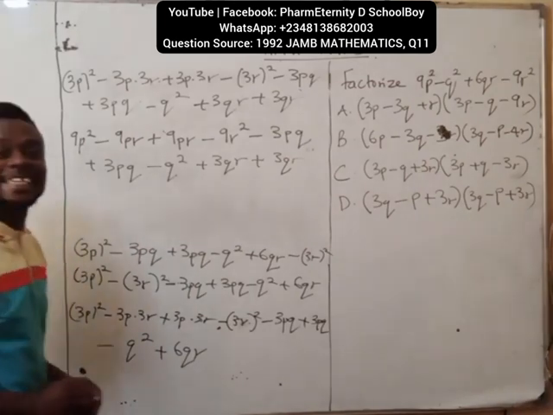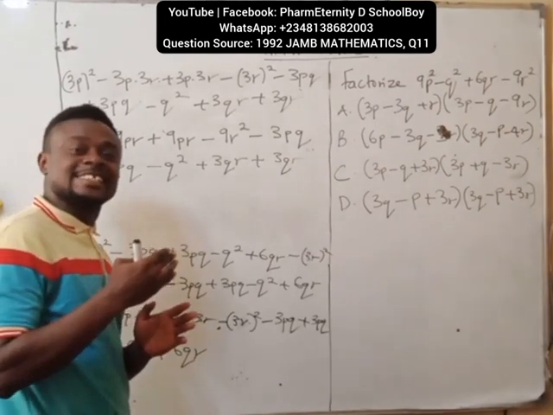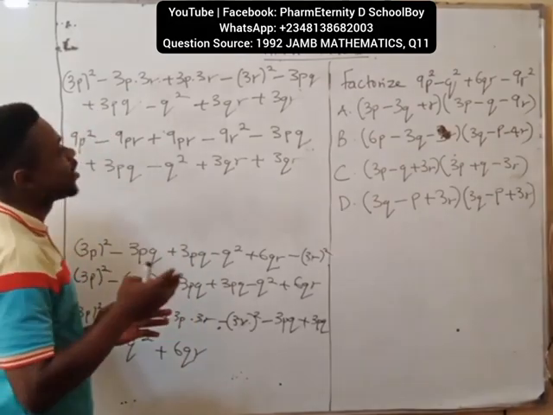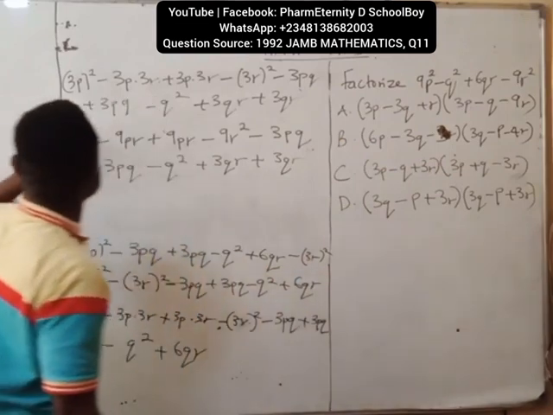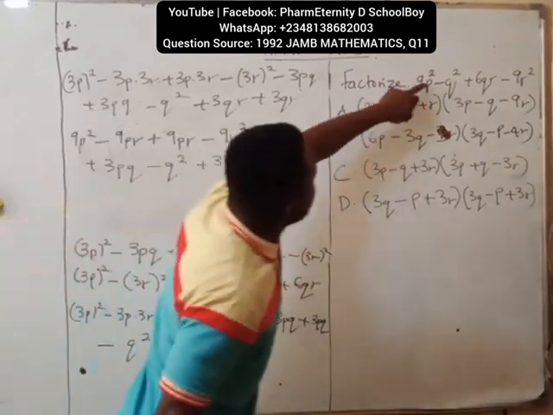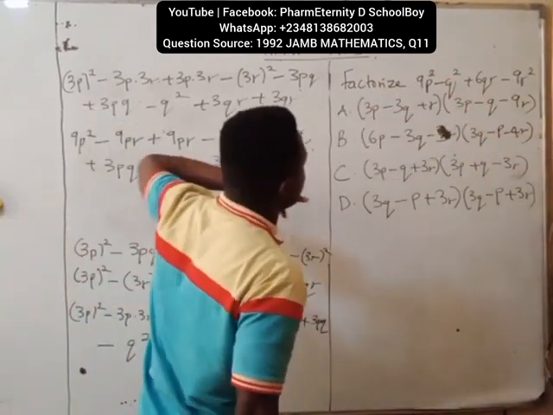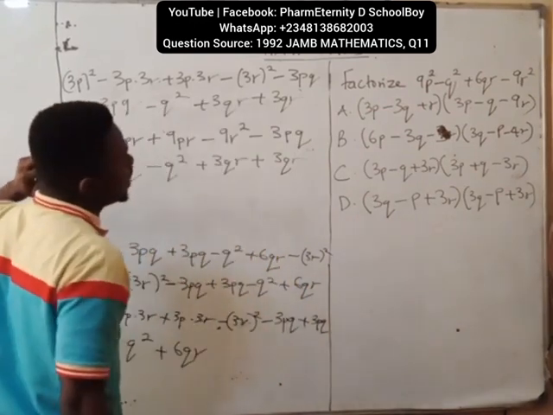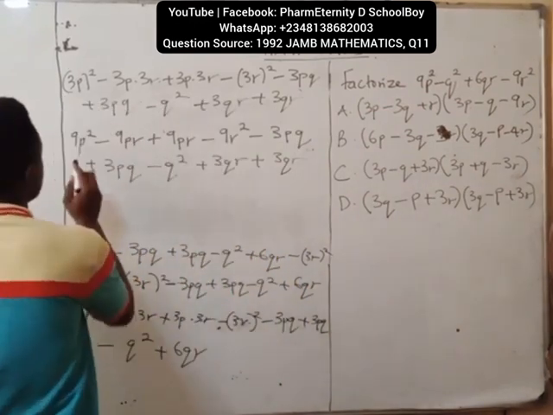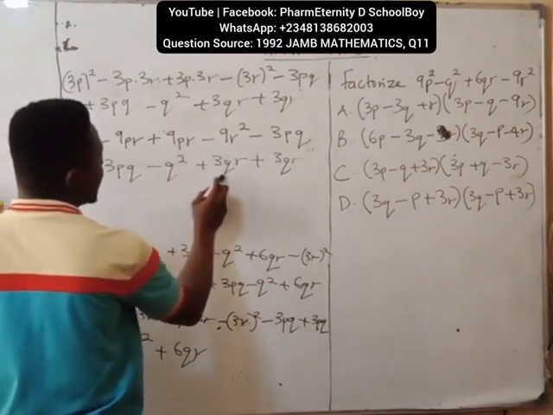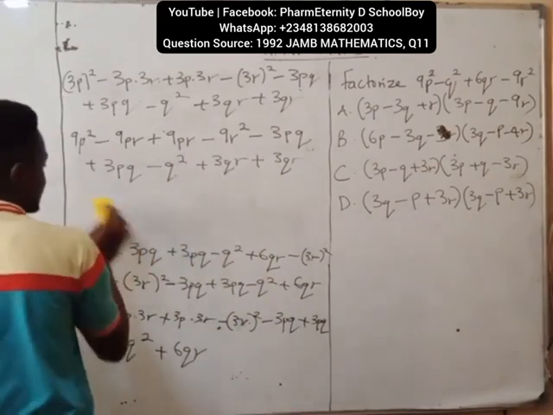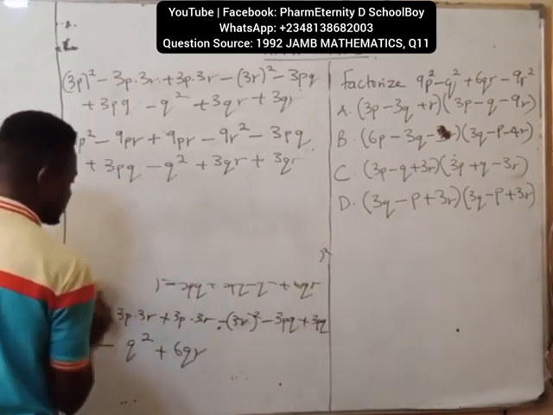So using difference of two squares, we're able to expand this to this level, from 4 terms to 9 terms.